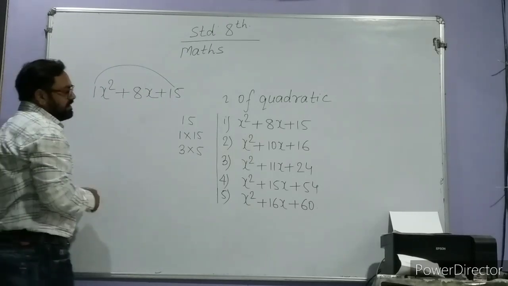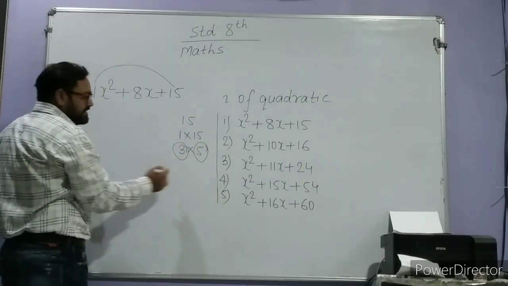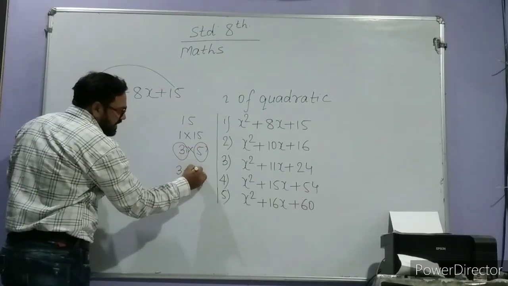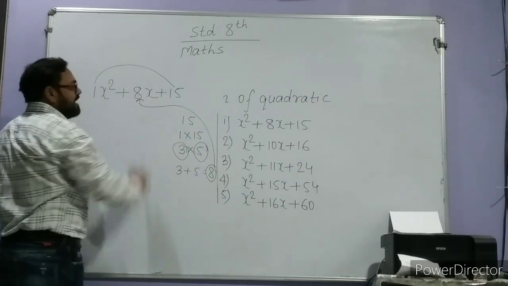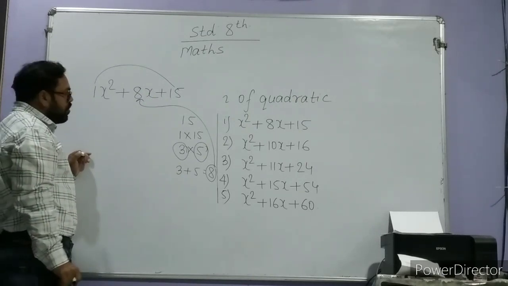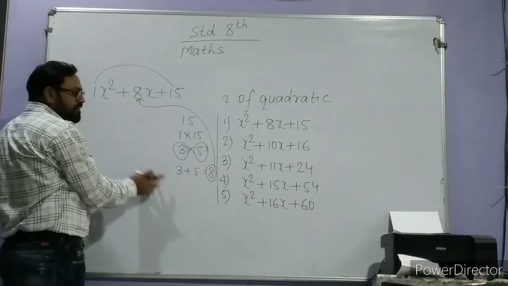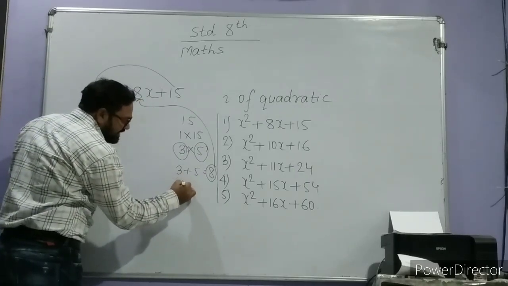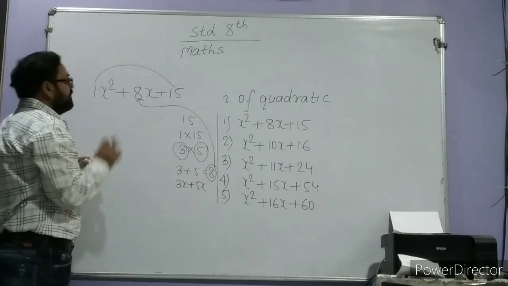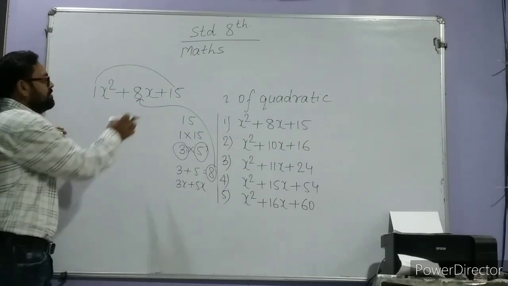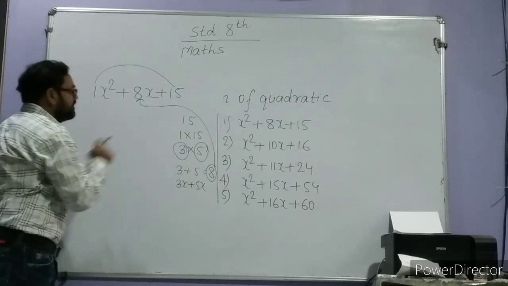So if we take this 3 and 5 as positive, you can see 3 plus 5 is what? 8. And what do we have to bring over here? 8. And with 8, what is the variable? x. So we can take 3x plus 5x. It means we can substitute 3x plus 5x at the place of 8x.